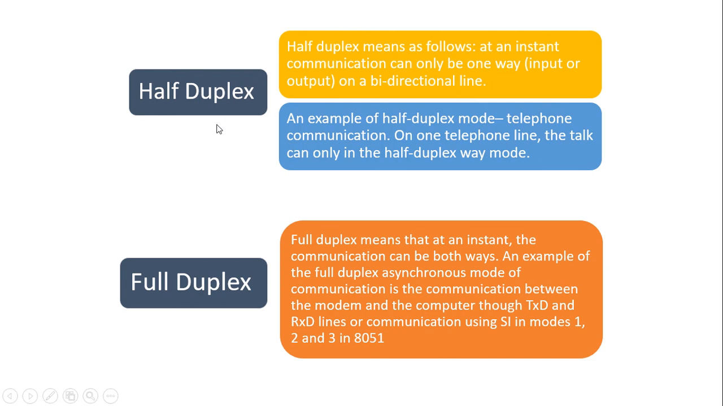And this is again the classification of half duplex and full duplex mode. Half duplex means at an instant the communication can be in one way on a bidirectional line. An example of half duplex mode is a telephone communication on one telephone line. The talk can be only in half duplex mode. Full duplex means at an instant the communication can be in both ways. An example of full duplex asynchronous communication is the communication between the modem and the computer. The RX and TX, or the communication using SI using modes 1, 2, 3 in 8051.